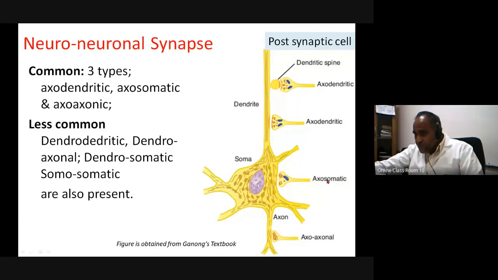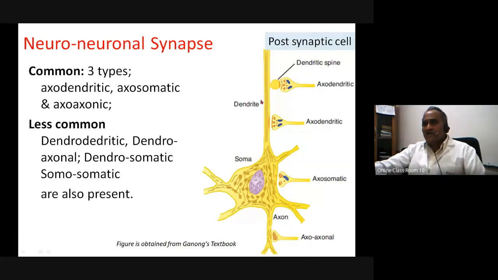Now this axon is making a contact with the soma. This is axosomatic. And another axon here is making a contact with the axon of this cell. This is axoaxonal. That is what I have mentioned: axodendritic, axosomatic, and axoaxonal.